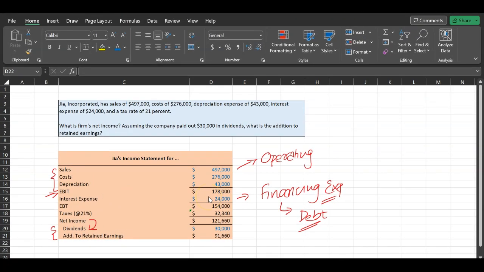So there you have it. A quick video on how to build a very, very basic income statement and how to use it to calculate net income and addition to retained earnings.